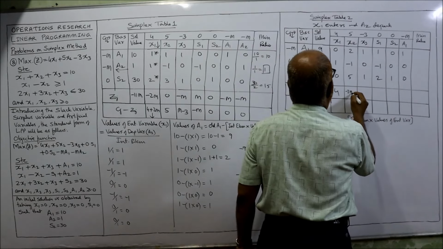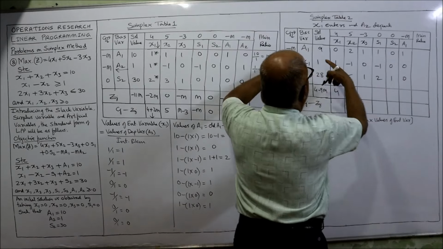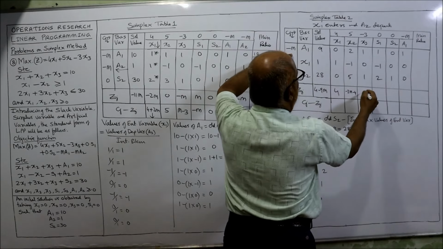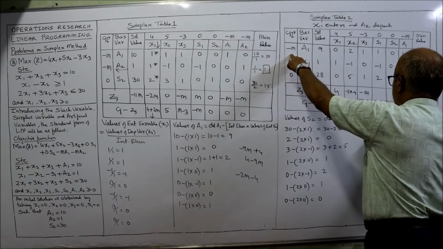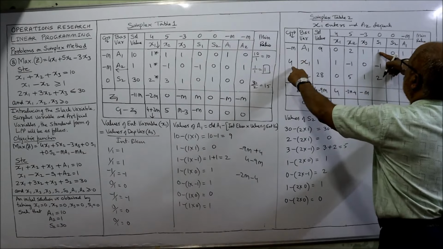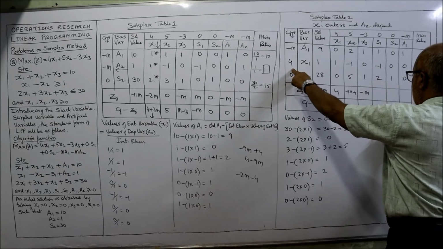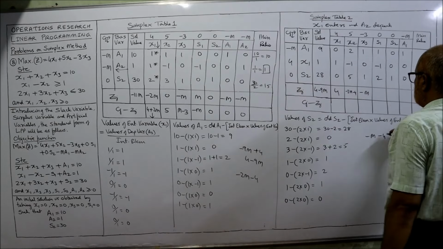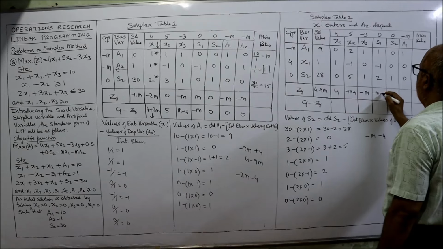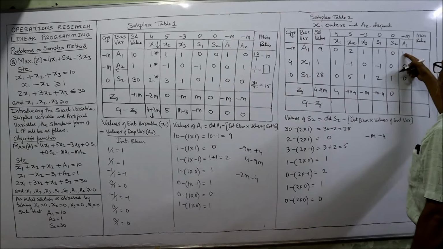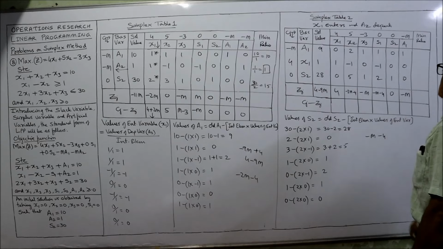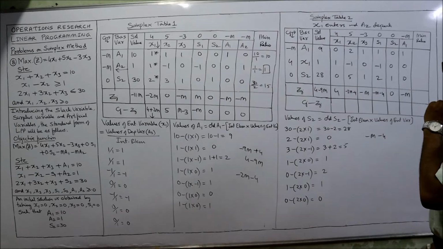Minus 2m minus 4. Here minus m 0 0. So minus m. Here minus m. Then plus into minus minus 4. So minus m minus 4. Here 0 0 0. Here minus m. That's it. So we have calculated all the values.